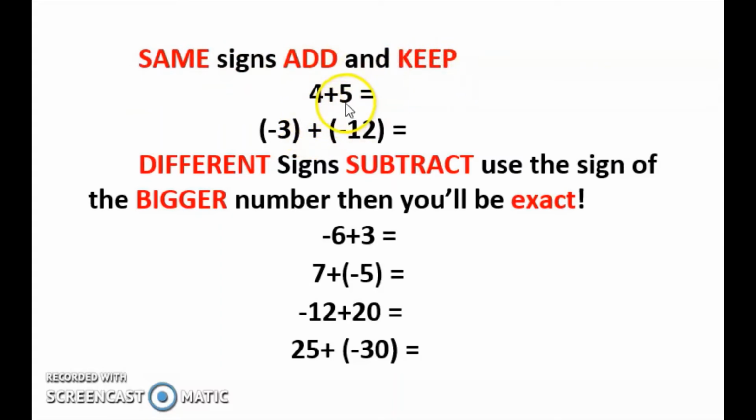Okay? 4 plus 5, positive, positive. Same sila, so i-add natin: 9. And then we keep the sign. Positive, positive. So positive ang sign ng final answer.